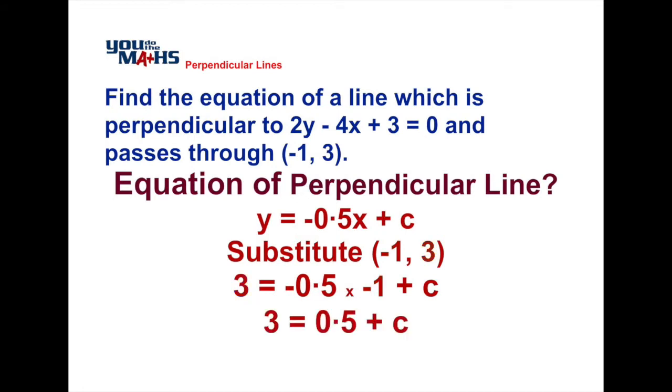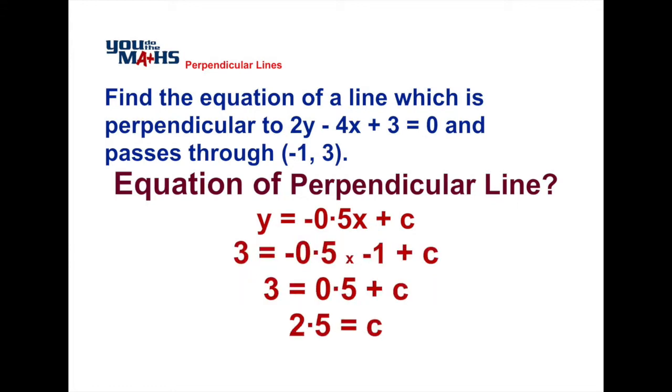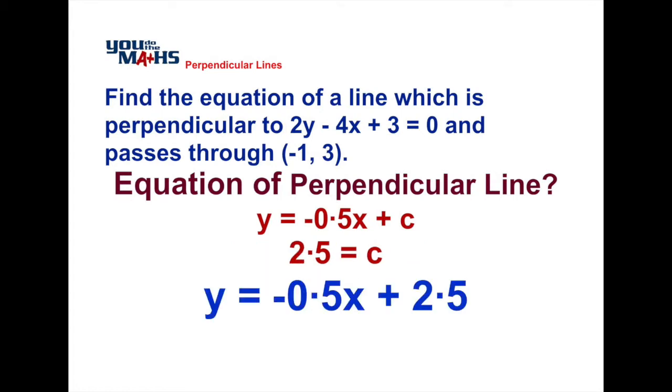And from there, to find c, what we need to do is remove 0.5, so c is by itself, and we get c is equal to 2.5. So that's the y-intercept. So overall, our equation will become y equals negative 0.5x plus 2.5. And that's the equation for the perpendicular line, and that would be a sufficient result.